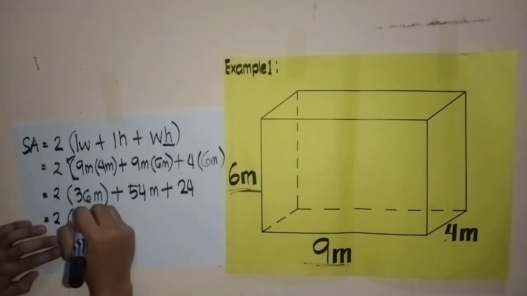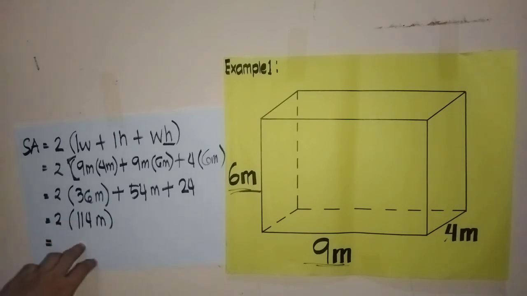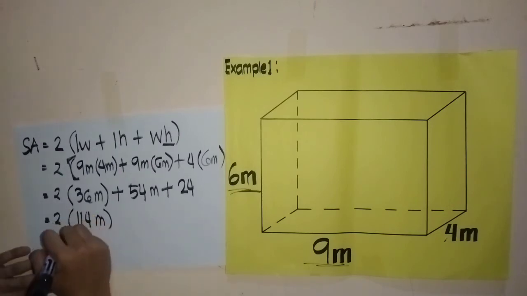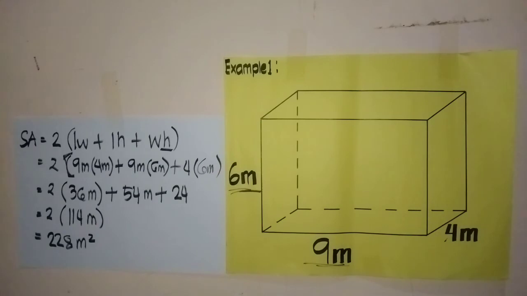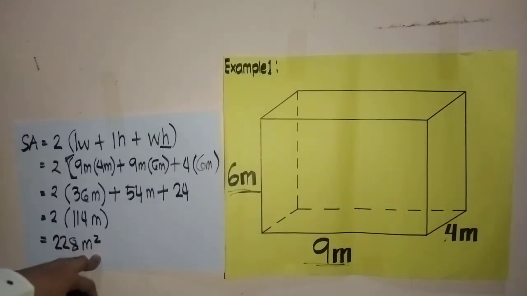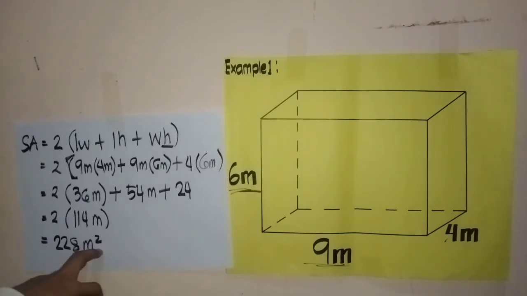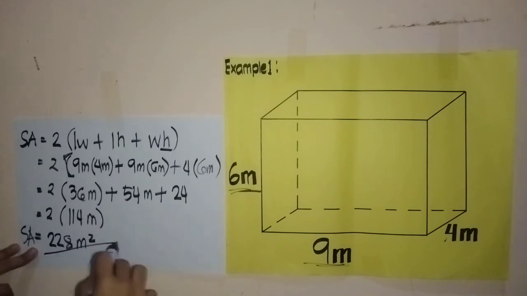So we had 114 there. So 2 times 114 is equal to 228. A reminder that the answer for surface area is in square units. So we had 228 meters squared. So this is the answer.